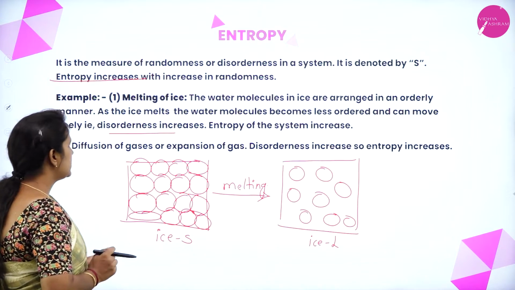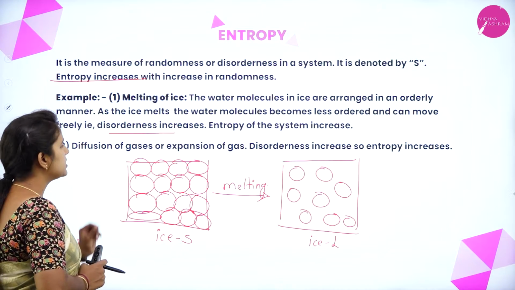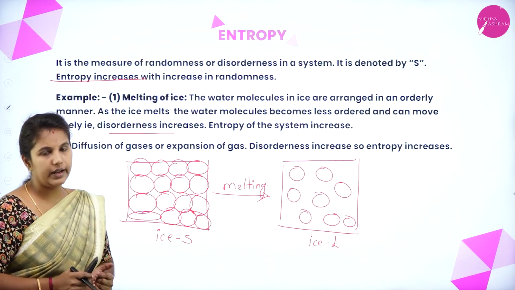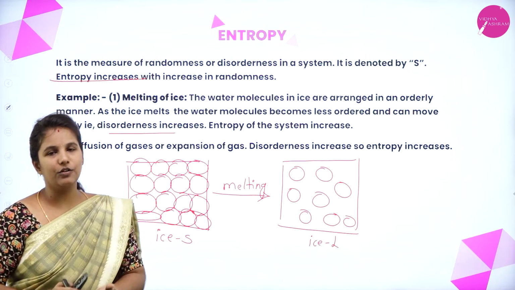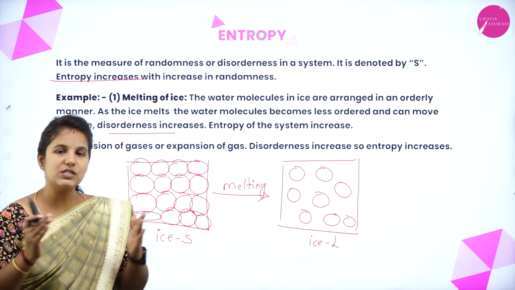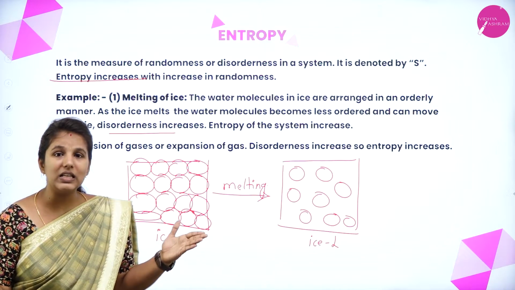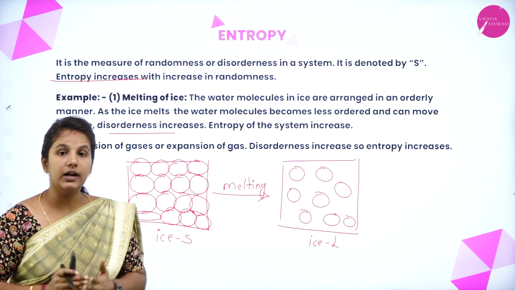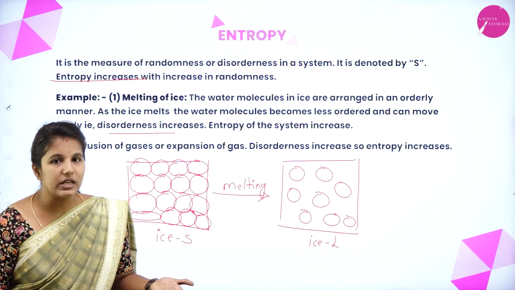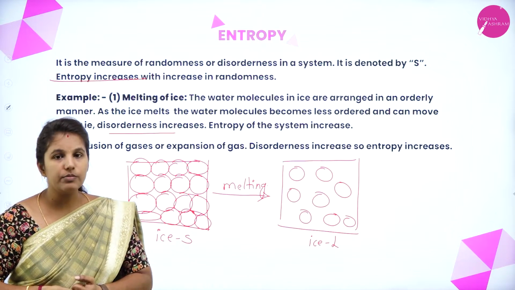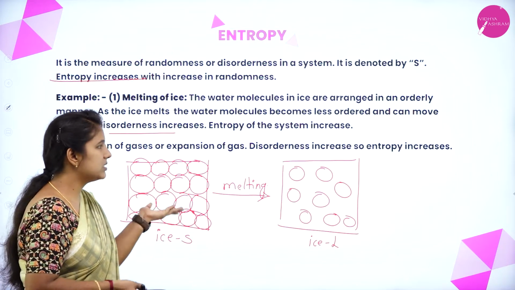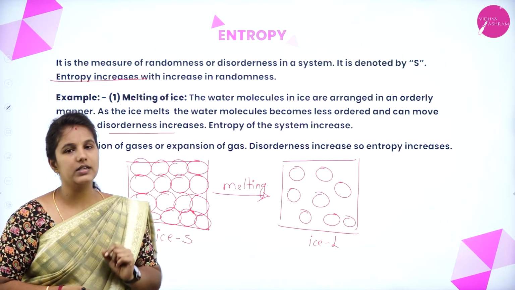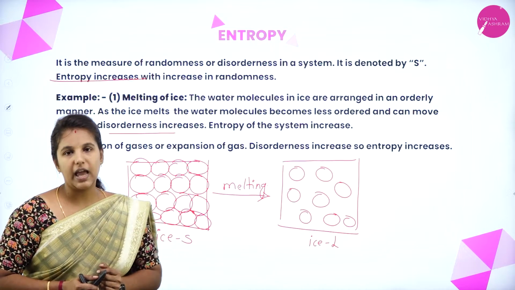Next, we have one more example, that is diffusion or expansion of a gas. The disorderness increases, so the entropy of the system also increases. Suppose the gas expands, what will happen? Obviously, the order of the gas molecules becomes disorder, or the entire randomness of the gas molecules increases. If the randomness increases, their arrangement is also disturbed. As a result, the entropy of the system increases. So, hope you all understood entropy. It is the randomness or disorderness in the system and is denoted by the capital letter S.